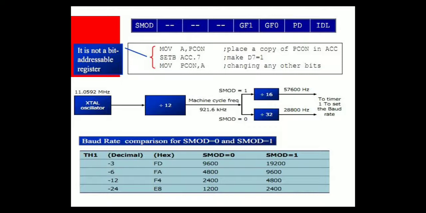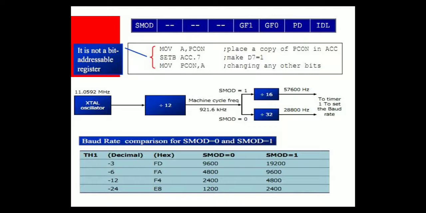Then how is it achieved? That is explained in the slide. The crystal frequency is 11.0592 MHz and we divide it by 12 to get the machine cycle frequency of 921.6 kilohertz. When SMOD is 0, we divide that machine cycle frequency by 32. 28,800 Hertz is the frequency used for timer 1 to set the baud rate. This is what we have discussed.